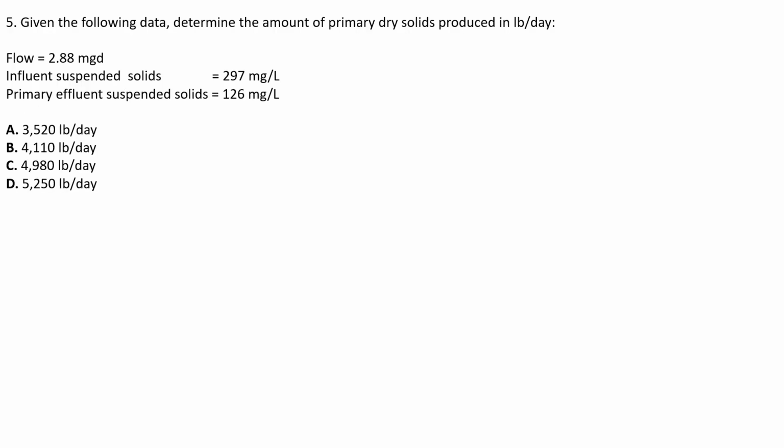Question 5. Given the following data, determine the amount of primary dry solids produced in pounds per day. The flow is 2.88 mgd. Influent suspended solids is 297 milligrams per liter. Primary effluent suspended solids is 126 milligrams per liter. A, 3,520 pounds per day. B, 4,110 pounds per day. C, 4,980 pounds per day. Or D, 5,250 pounds per day.